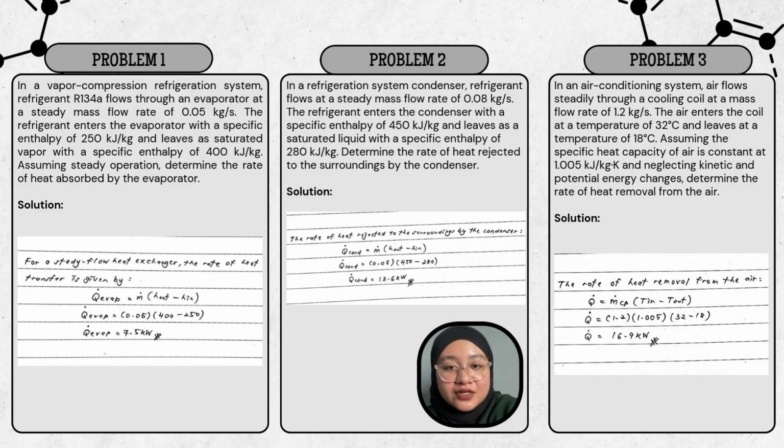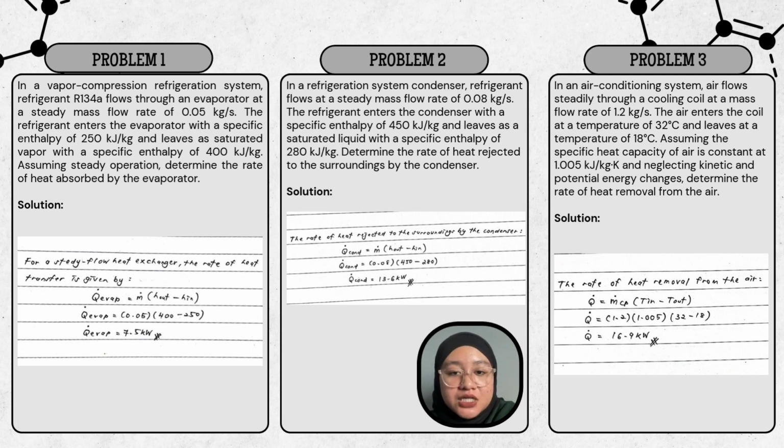Our first case study focuses on a vapor compression refrigeration system using R134a as the refrigerant. System setup: refrigerant flows through an evaporator at a steady mass flow rate of 0.05 kg per second. It enters with a specific enthalpy of 250 kJ per kilogram and exits as a saturated vapor at 400 kJ per kilogram. The calculation is to find the rate of heat absorption, Q dot evap.